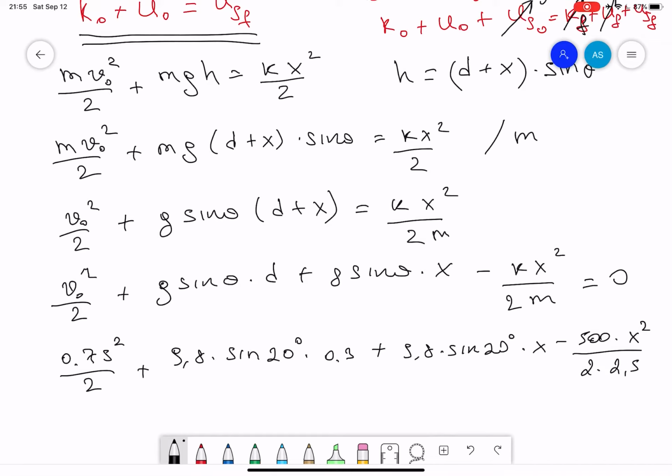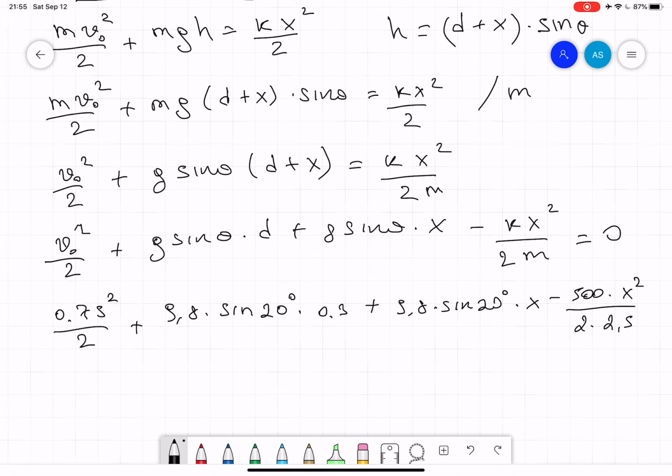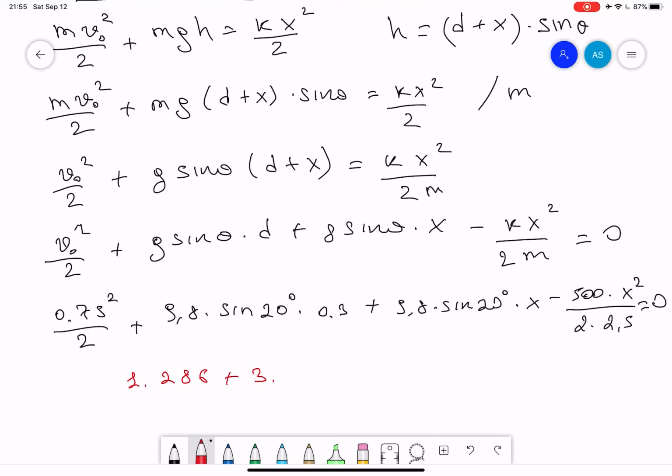After that, when you do the calculation, you will get 1.286, I already did the calculation, plus 3.35x minus 100x squared, which is equal to 0.